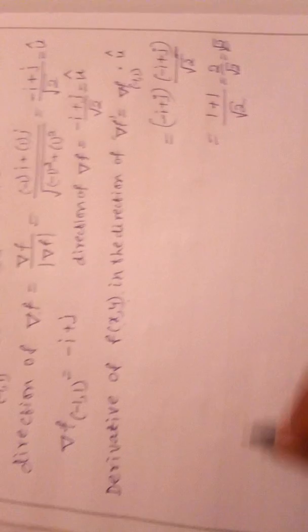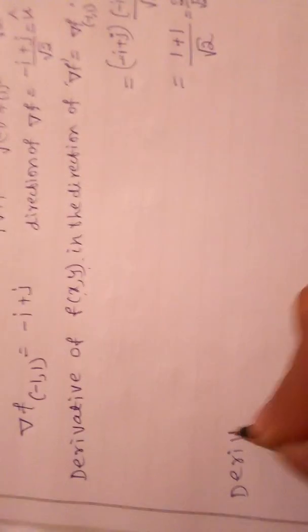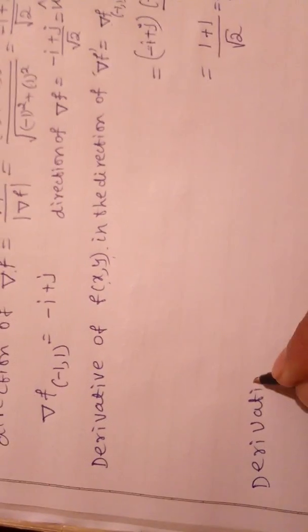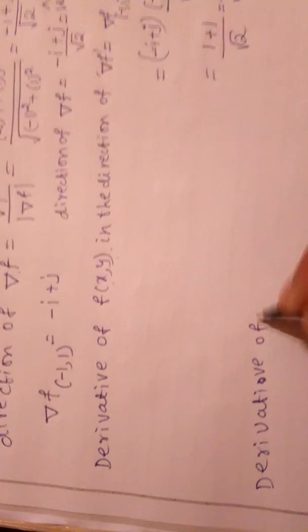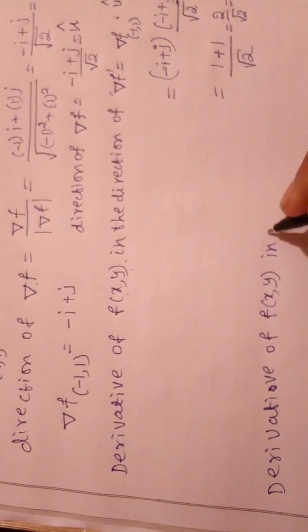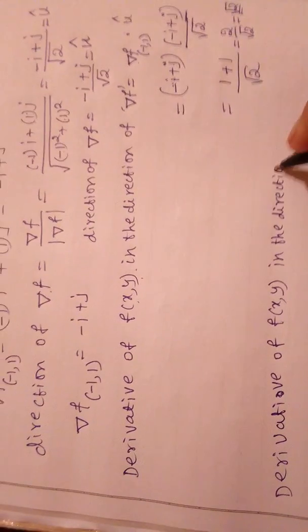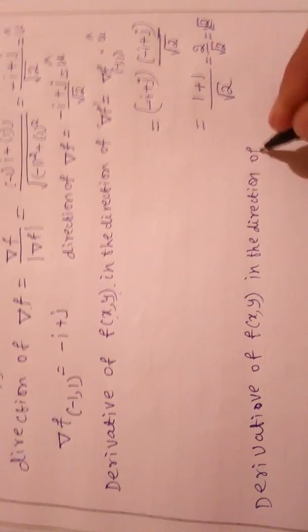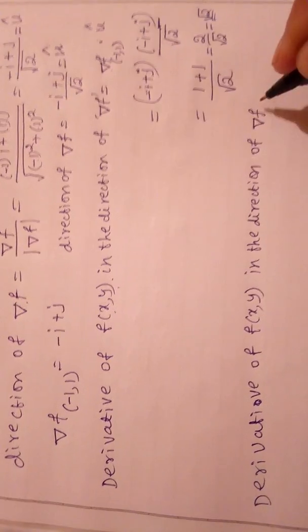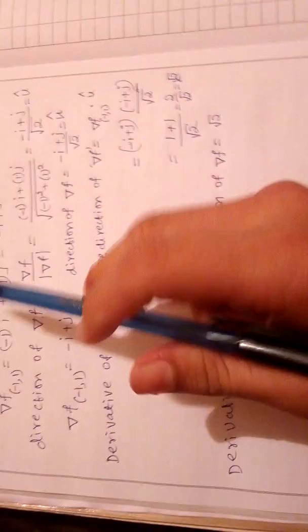So we get the derivative of f(x, y) in the direction of the gradient vector is equal to root 2. Now we have the directional derivative.